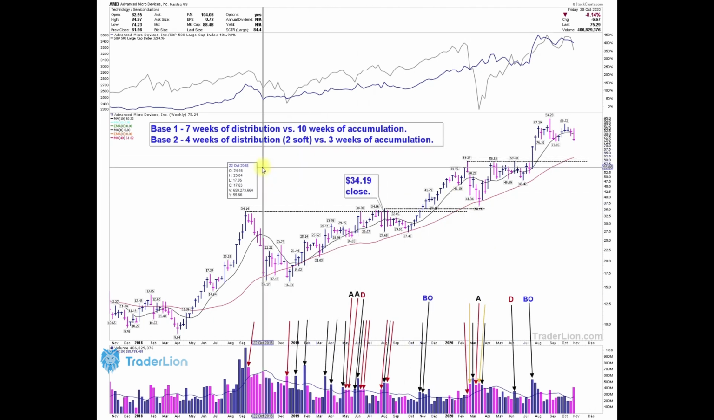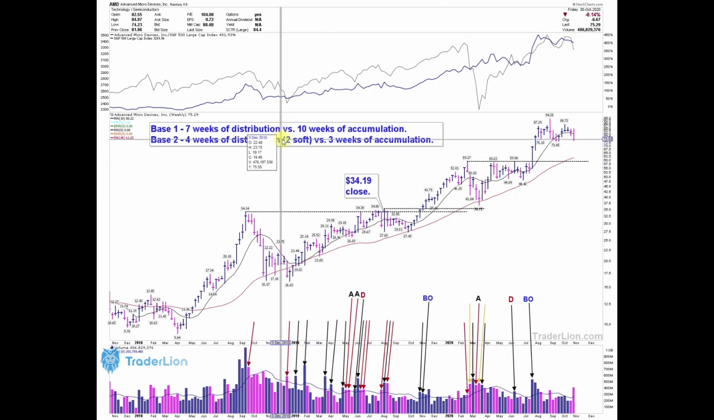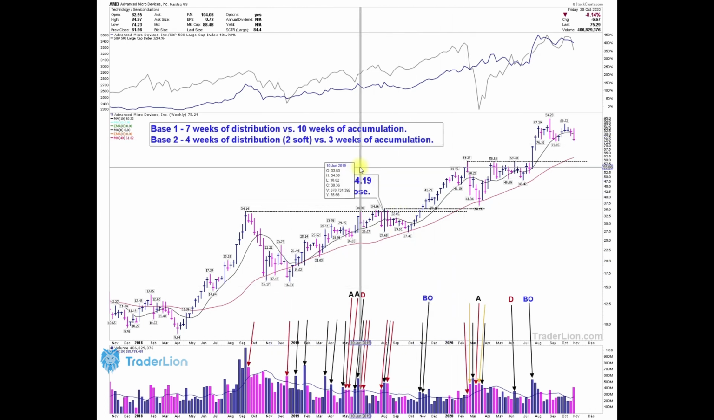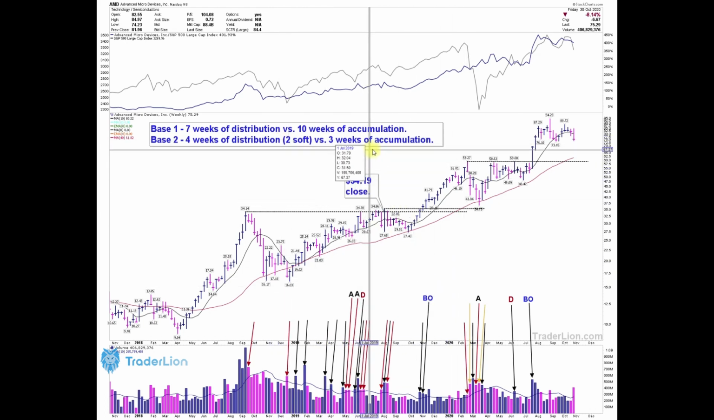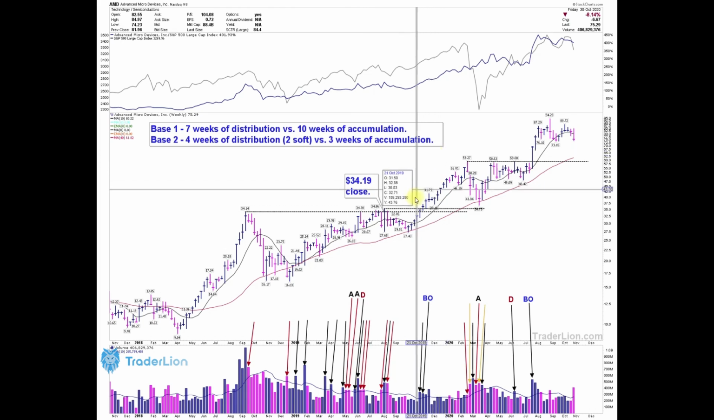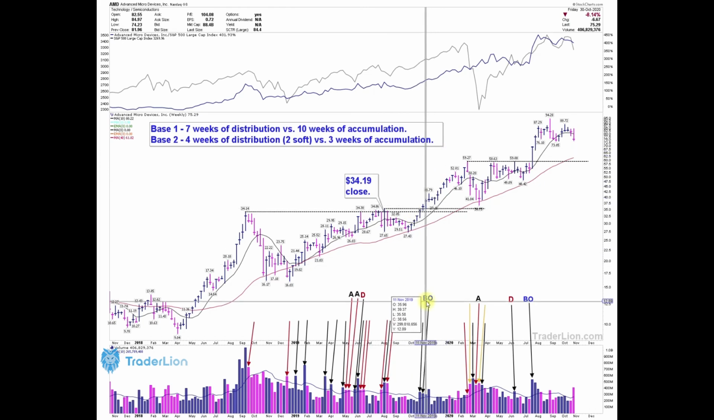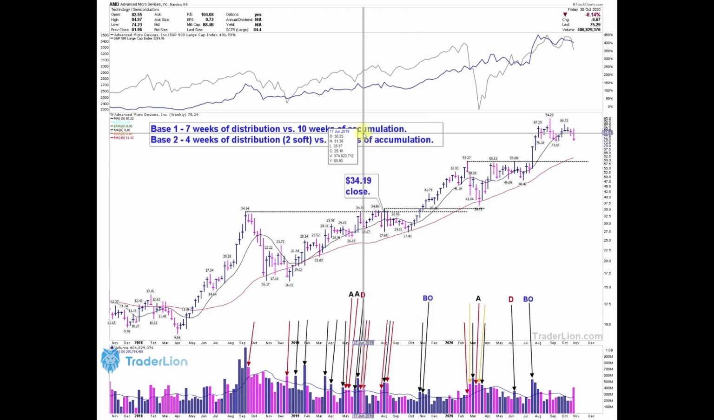The reason I've got it labeled 4 weeks of distribution, 2 soft, as we discussed, the yellow arrows, versus 3 weeks of accumulation. These counts obviously do not count the breakout. The breakout week, if we were to include that, would raise the accumulation count in each base by 1. So then we'd have 7 weeks of distribution versus 11 weeks of accumulation in base 1. Then we'd have 4 versus 4 in base 2, 2 of those weeks of distribution being soft.